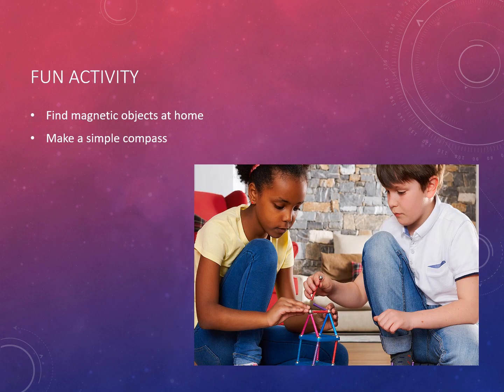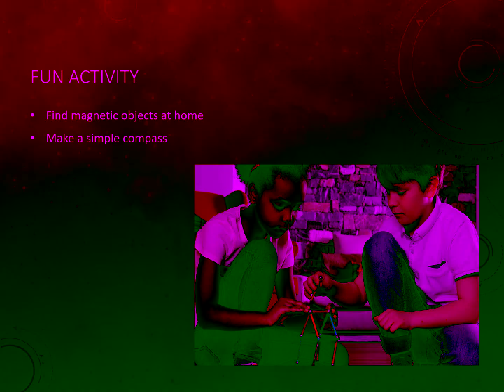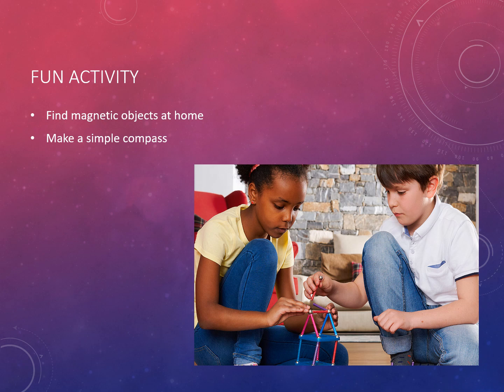Now it's time for a fun activity. In this activity, you have to find magnetic objects at home. Take a small magnet and move it near different objects. For example, keys, paper, clips, pins, spoons, or coins. If the object sticks to the magnet, it means it is a magnetic object. And if it does not, then it is a non-magnetic object.